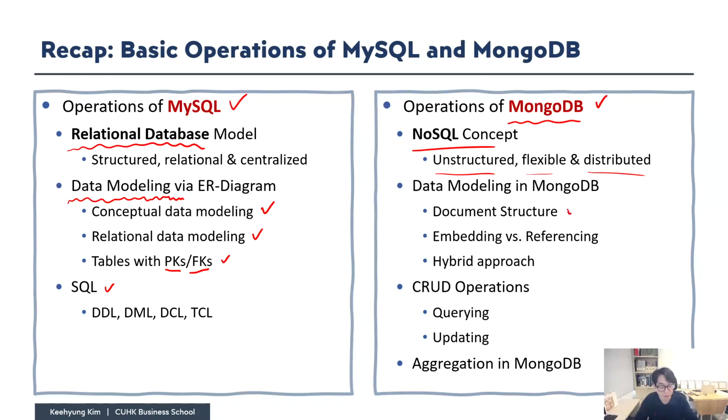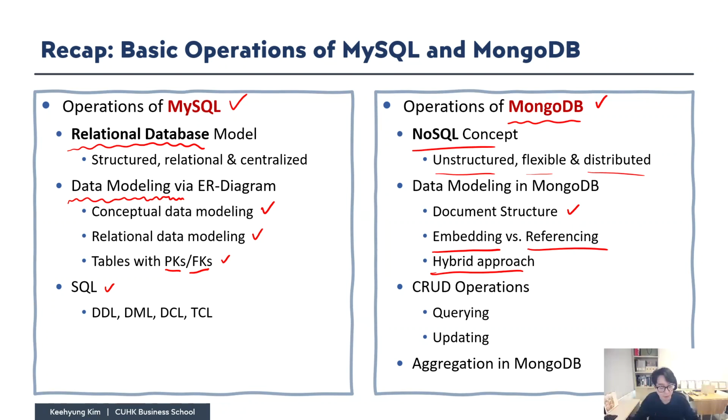So we talked about document structure, how data is stored in a document format in MongoDB. And also we talked about many different approaches of designing document structure. There could be embedding approach, referencing approach, and in many times we also utilize hybrid approach. So that's what we talked about in our class.